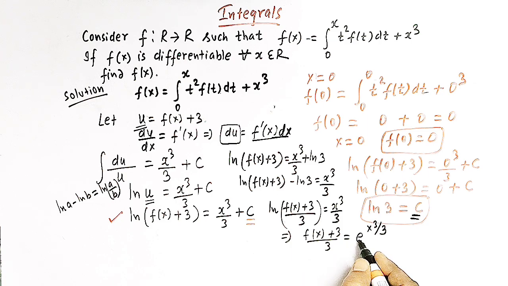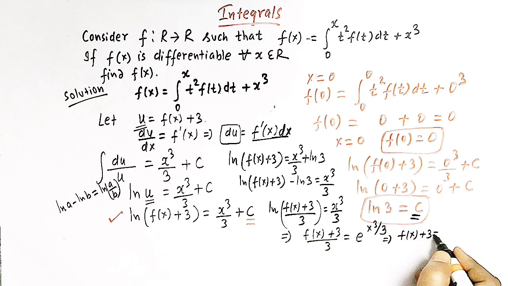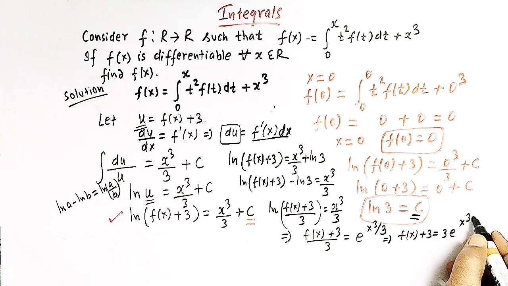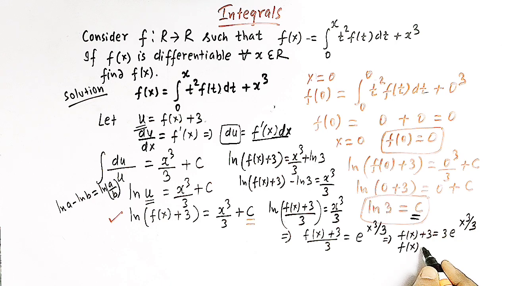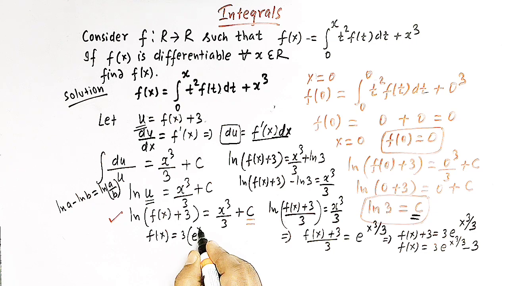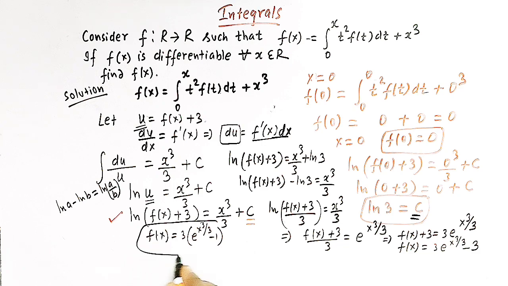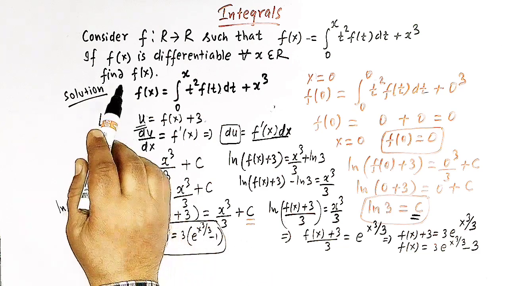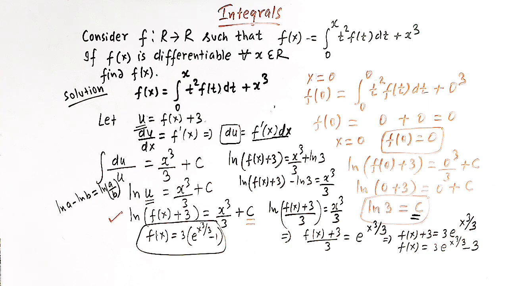Right? And multiplying this term by 3, we have f of x plus 3 is equal to 3 times e raised to x cube over 3. And now we can take this 3 to the right hand side. We have 3 times e raised to x cube over 3 minus 3. And taking 3 common, we can now write 3 times e raised to x cube over 3 minus 1. So this is the required expression for f of x.